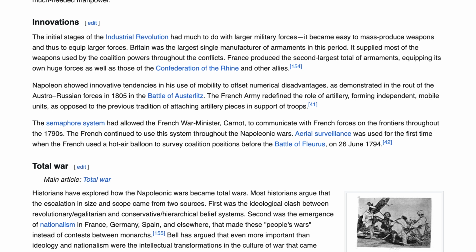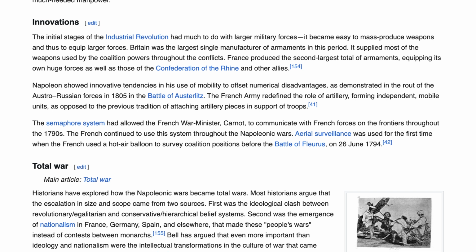Napoleon showed innovative tendencies in his use of mobility to offset numerical disadvantages, as demonstrated in the rout of the Austro-Russian forces in 1805 in the Battle of Austerlitz. The French army redefined the role of artillery, forming independent, mobile units, as opposed to the previous tradition of attaching artillery pieces in support of troops.